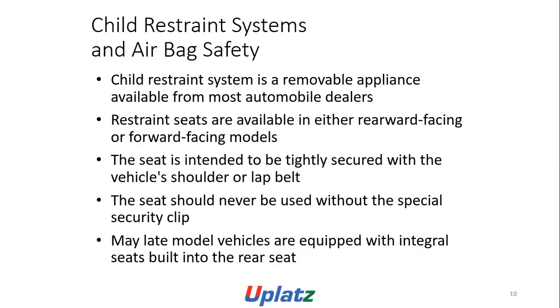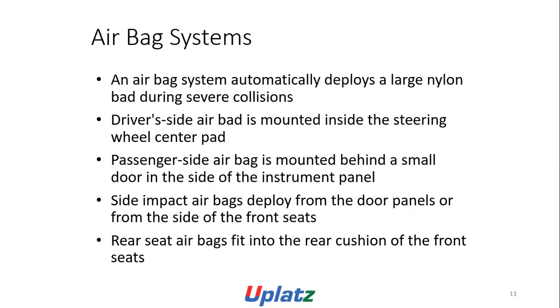Child restraint system and airbag safety. A child restraint system is a removable appliance available from most automobile dealers. Restraint seats are available in either rearward facing or forward facing models. The seat is ideally secured with the vehicle's shoulder or lap belt. The seat should never be used without the special security clip. Late model vehicles are equipped with integral seats built into the rear seat.